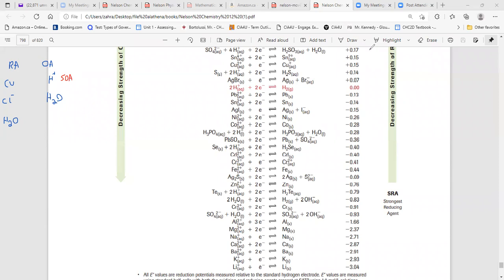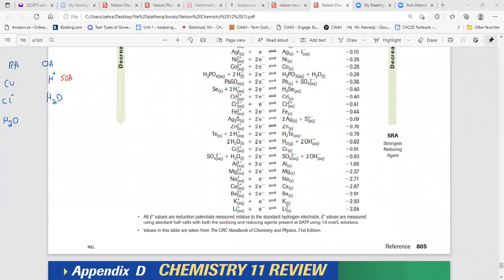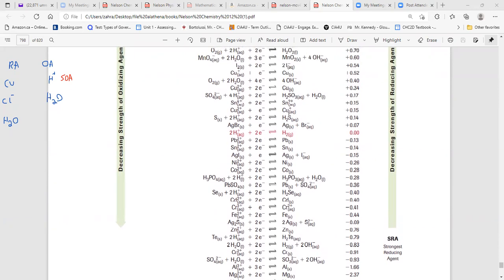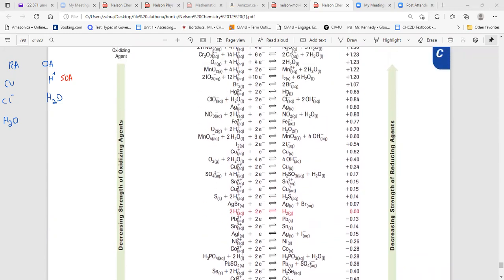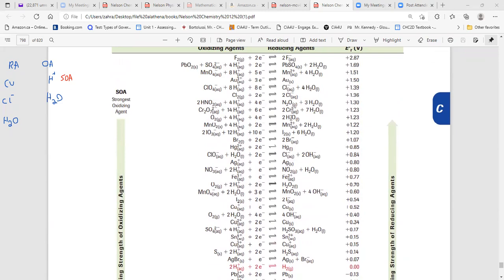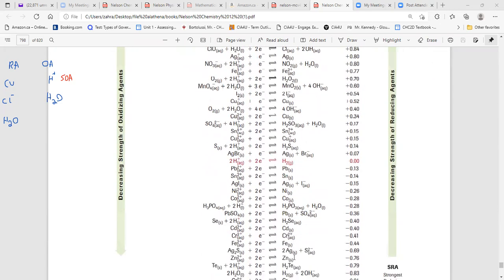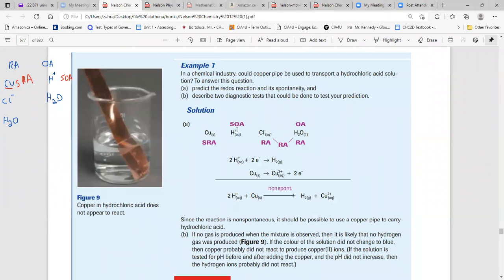Now for the reducing agent, I need to look from down here and find it. Here you just go up. So here is Cu. So we got Cu first. And just to make sure, I know Cl negative is on the top. And H2O should be somewhere. H2O is here. So Cu will come first from the bottom. So this is the strongest reducing agent. Cu is the strongest reducing agent.